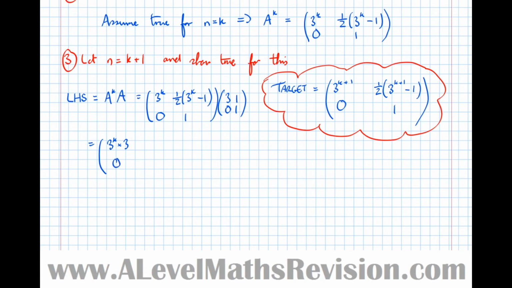which gives 0 here. Then we've got 3 to the k times 1, which is 3 to the k, plus a half 3 to the k take 1 times 1. Then on the bottom we've got 0 times 1 plus 1 times 1, which gives 1. And it's our job now to try and manipulate this algebra to try and make it equal to this.